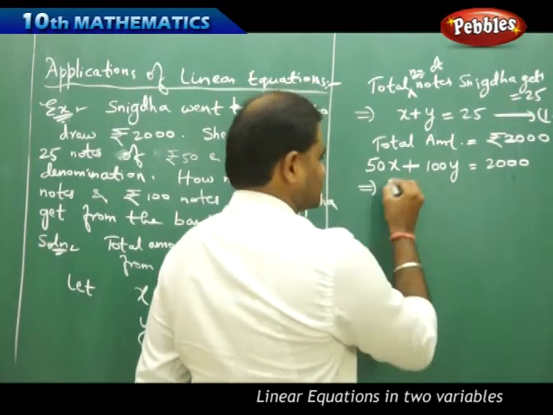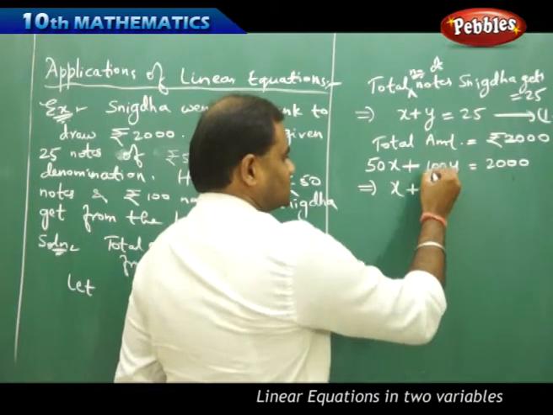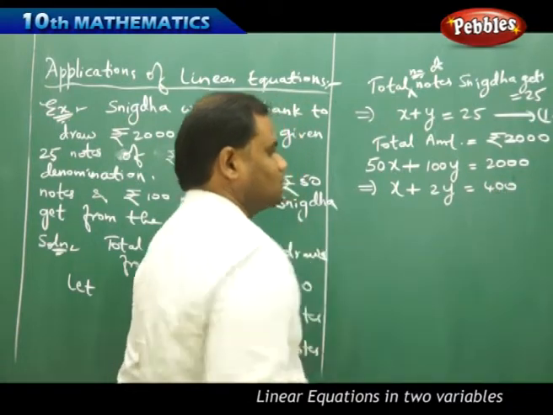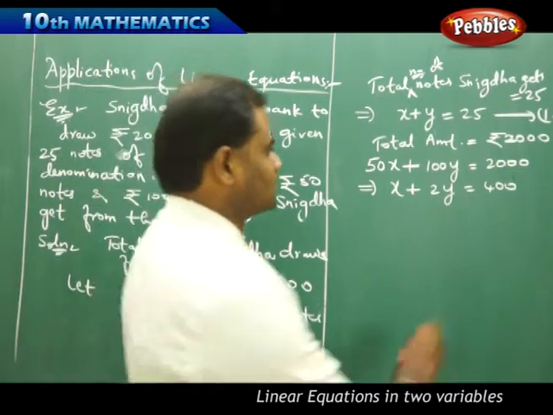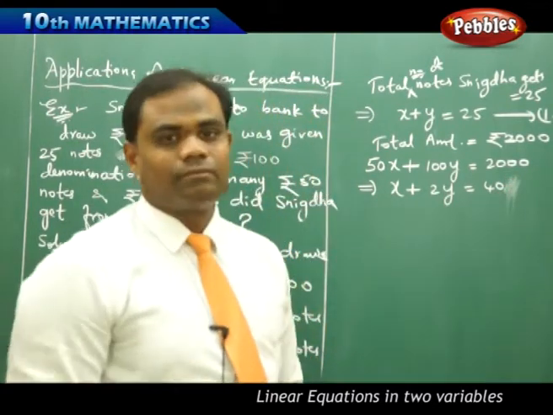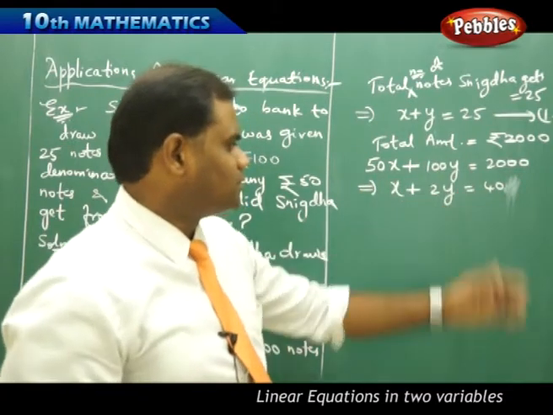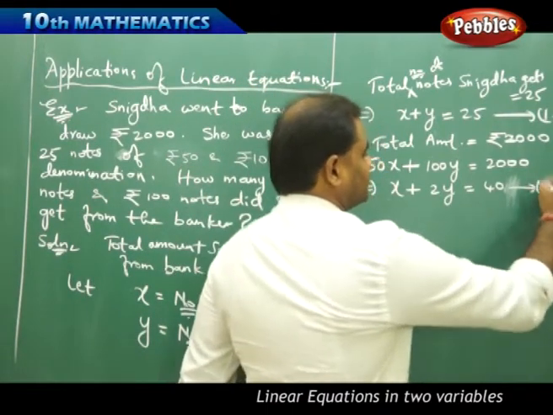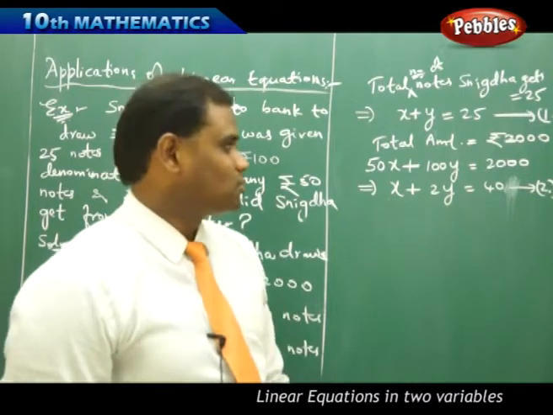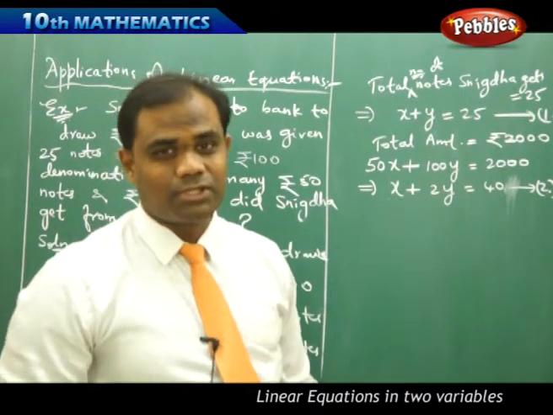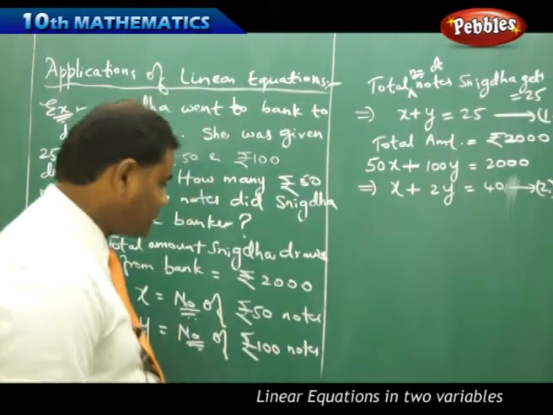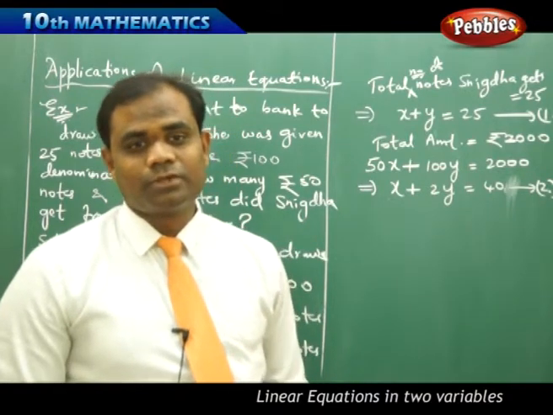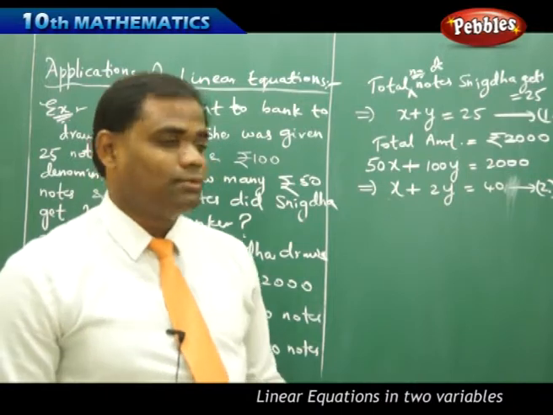But when I further simplify this, I divide the whole equation by 50, and I get X plus 2Y equals 40, which is the second linear equation. Now once I get the two equations, solving them is a choice for the student, because the question doesn't mention whether I have to use the substitution method, the elimination method or the graphical method. So the choice is strictly with me in the method I'm using.